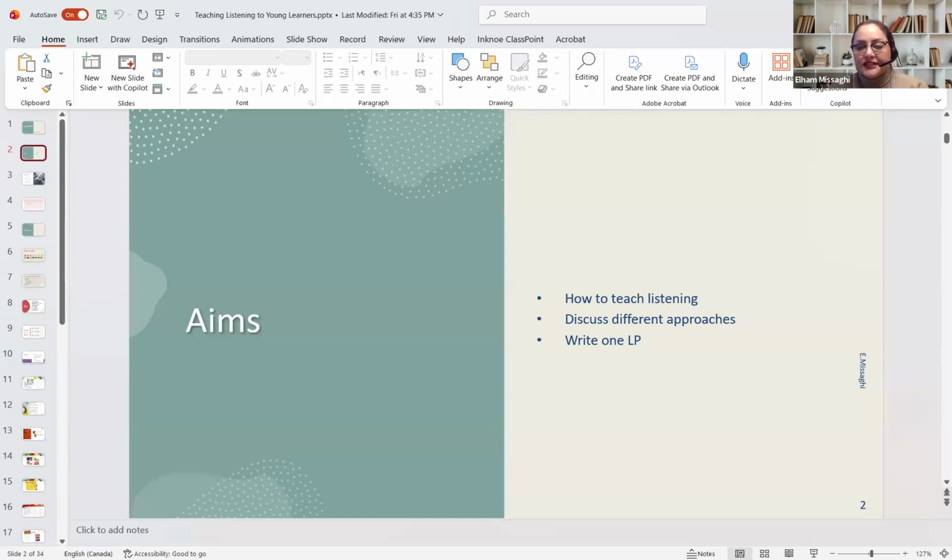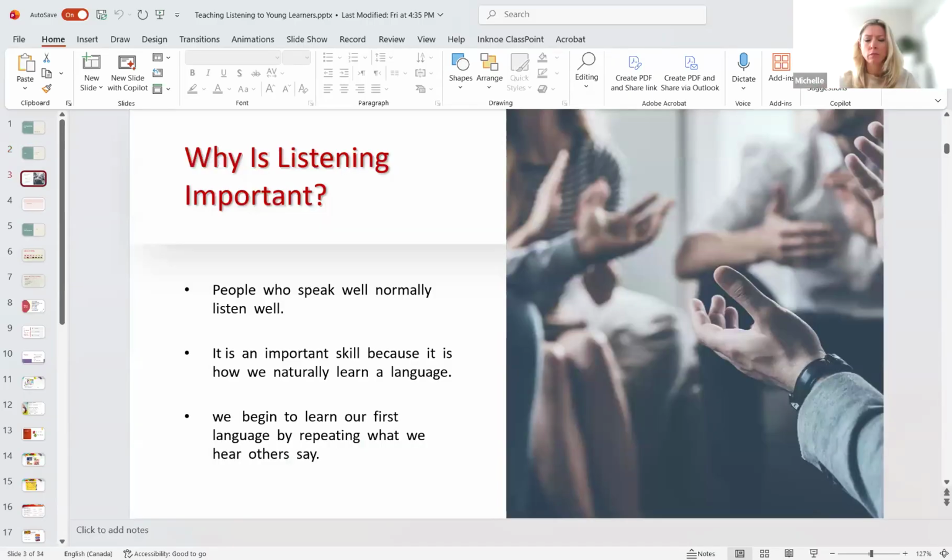You get familiar basically with the language, right? The tone, pronunciation, body language, right? When you're watching someone who's talking the target language, you learn a lot of things. It's said people who speak well normally listen well. Interesting. So it is very important. It's a very important skill because you learn the language naturally.